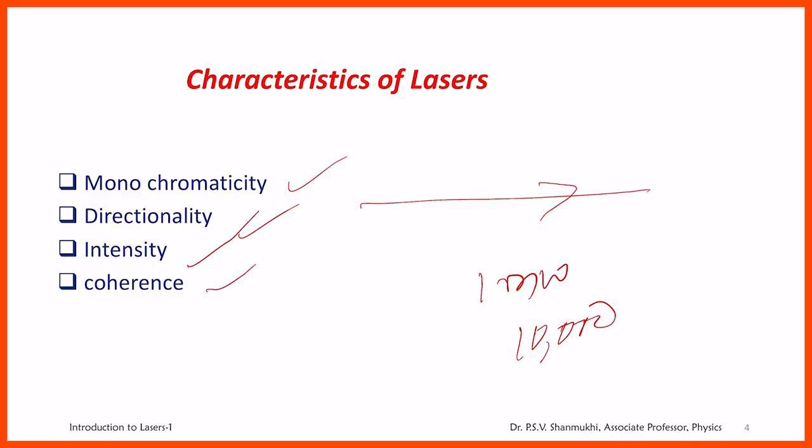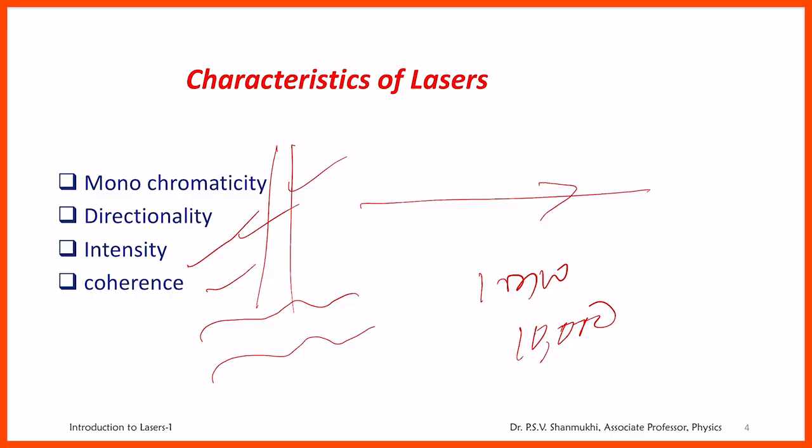Coming to the next one, coherence. Laser light is highly coherent, perfectly coherent light, whereas conventional light is not that coherent. That means two waves have the same amplitude, same frequency, maintaining a constant phase difference over infinite time and distance. Here, laser light is perfectly coherent. These are the characteristics of laser light, or the distinctions between laser light and conventional light. That's why we go for laser light production and applications.